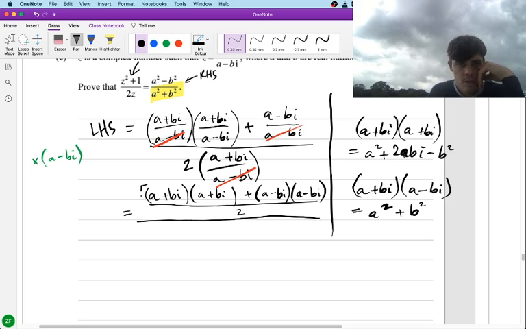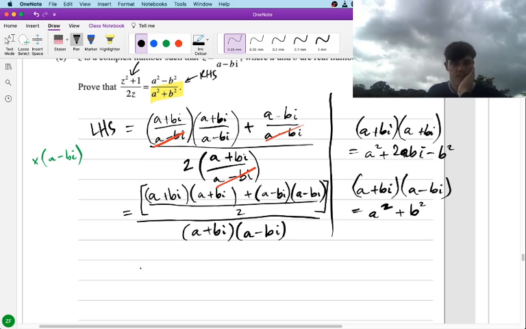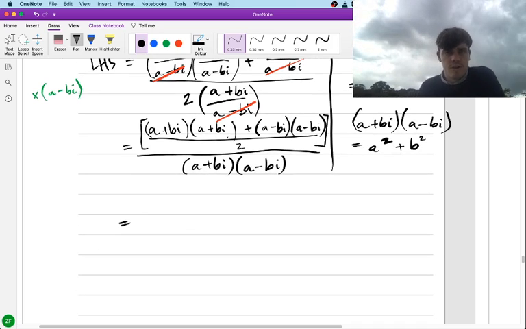Maybe I'll put them in square brackets so it's a little bit easier to see what's happening. And then on the base, I'm left with what we just worked out before. We'll do it slowly, just for the sake of the marker. So we're going to have that a plus bi, and that a minus bi on the base. Okay, so let's go through and do this now.